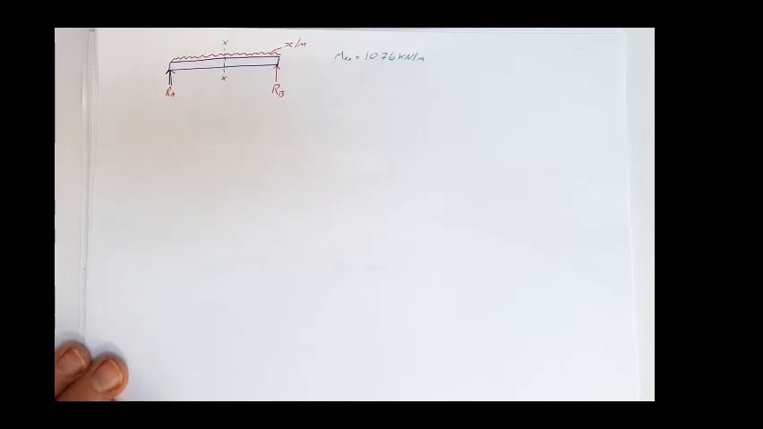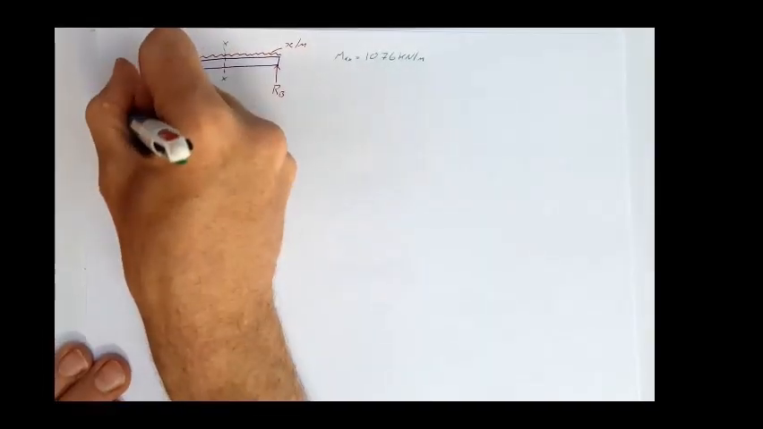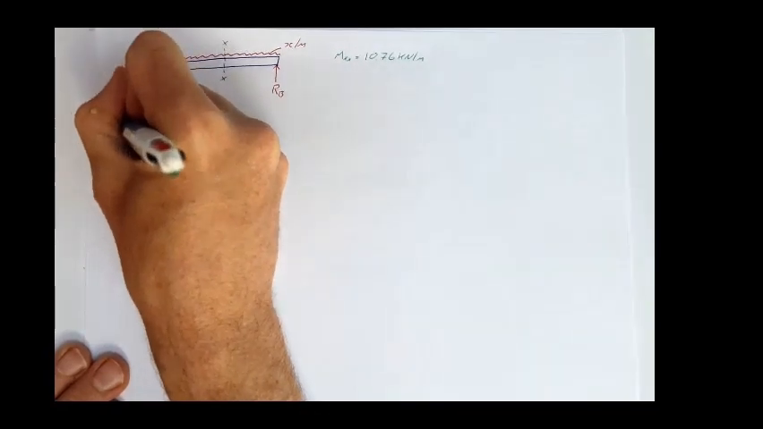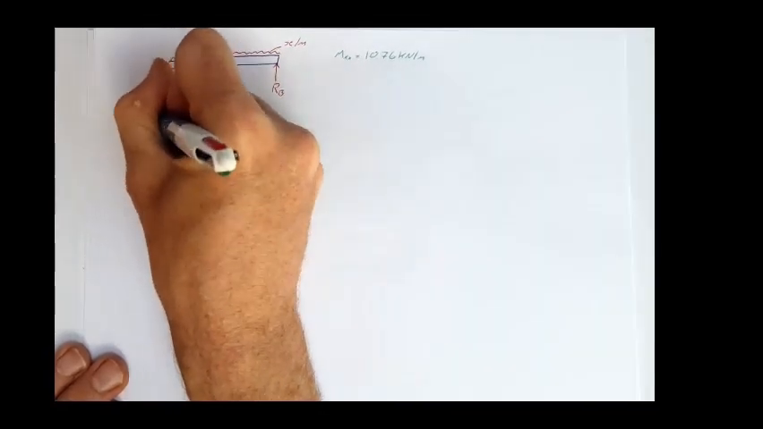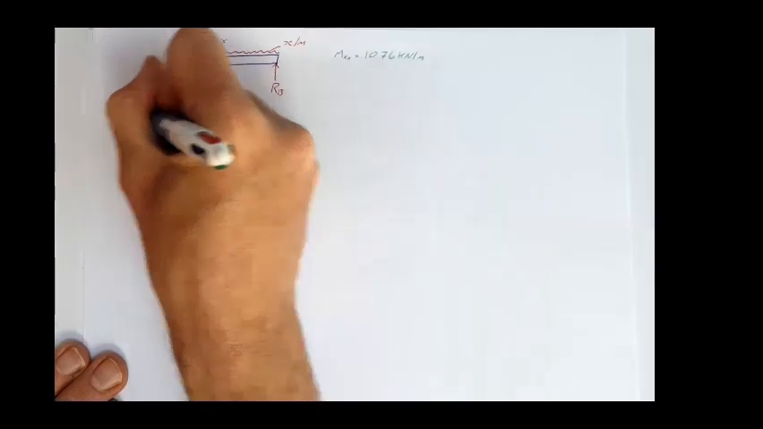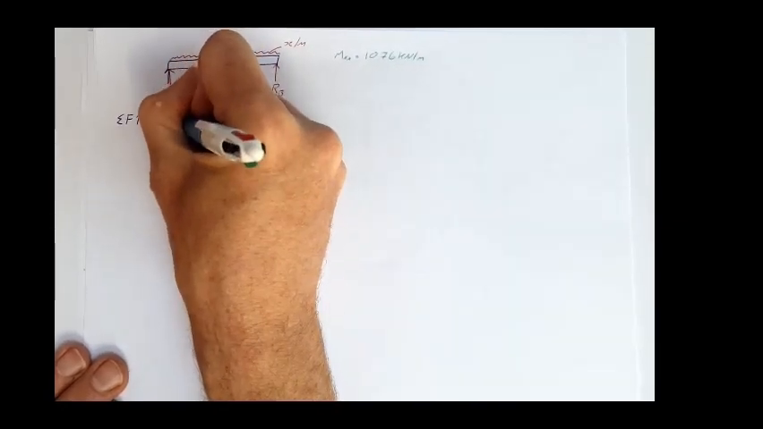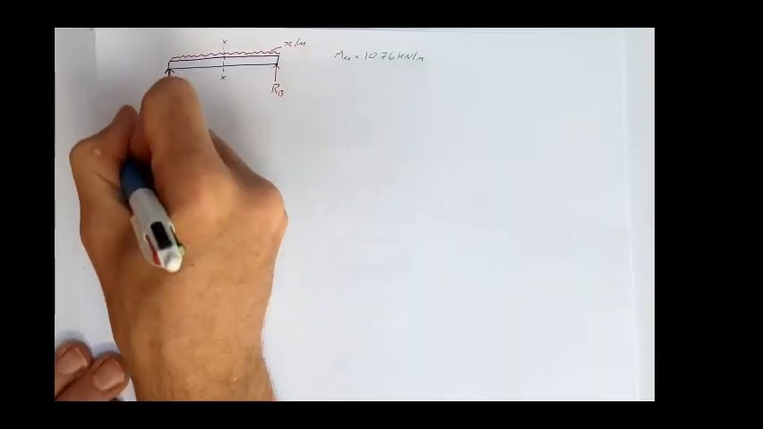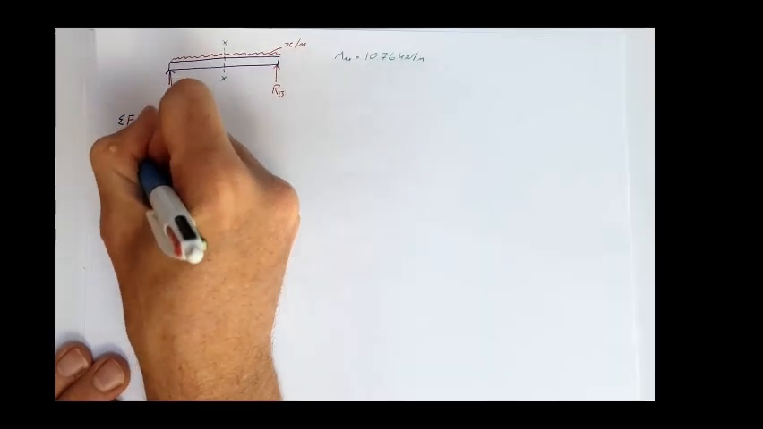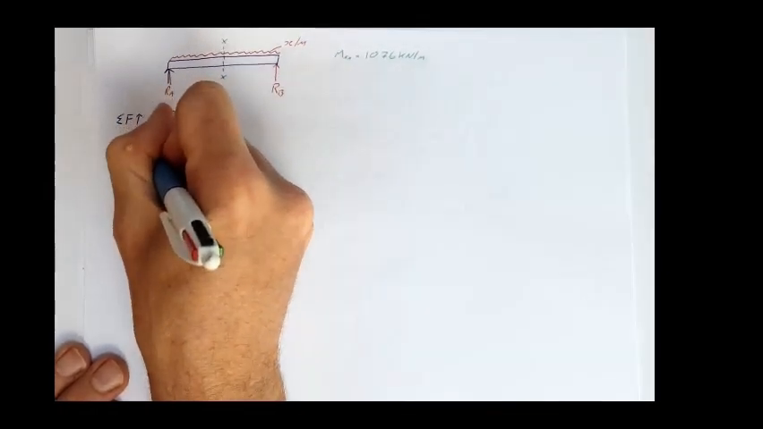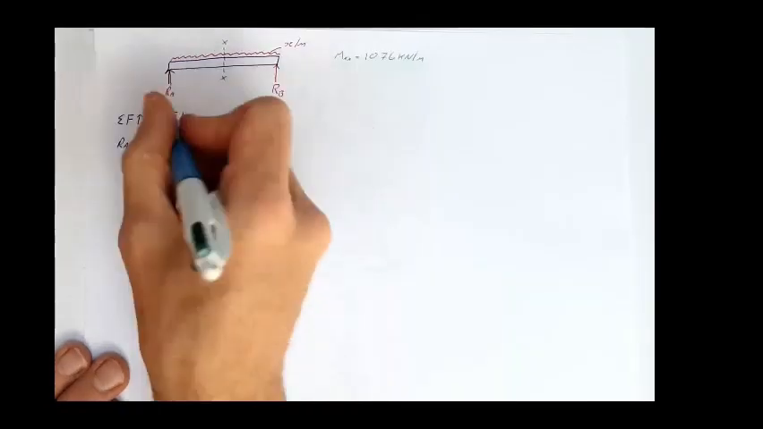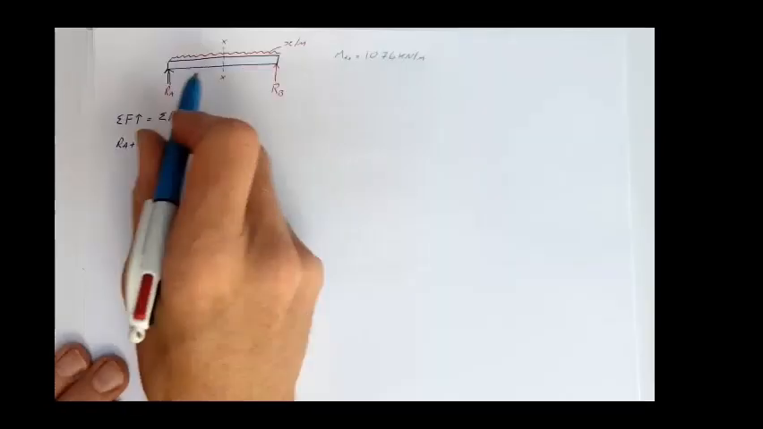So let's work out one moment. We know this is set in equilibrium, so we know the sum of our vertical forces equals 0. So the sum of my upwards forces equals the sum of my downwards forces. The sum of my upwards forces is RA plus RB, equal to the sum of my downwards forces.